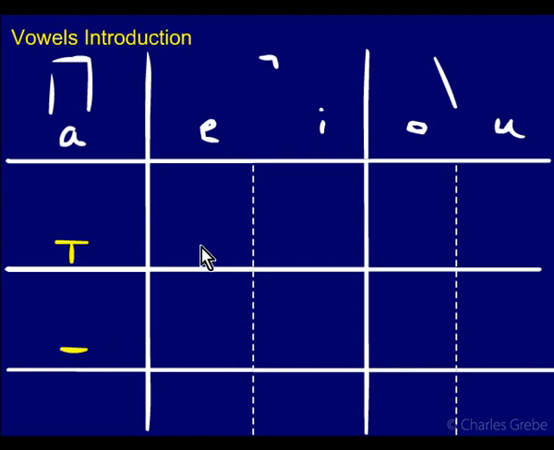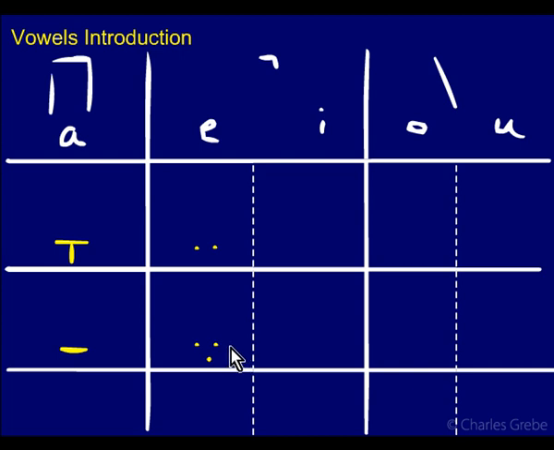The E vowels are tsere and segol. Our tsere is two dots. It's a long E, and it is pronounced A as in they, the English word they. And the short vowel, the segol, is pronounced E as in bet.